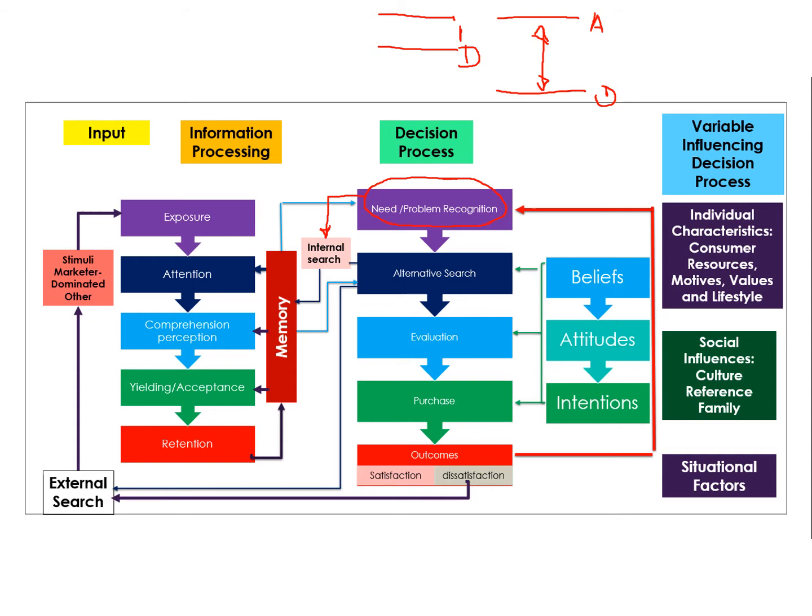You go to the shops and you do internal search. You bought this before, you're happy with this, you're satisfied with this. You tried and tested it. So you go into the shop and look at what you normally buy, which you access from your memory, your mind, and then if the product is on the shelf, you buy the product. And this is called a routine problem solving decision making process.